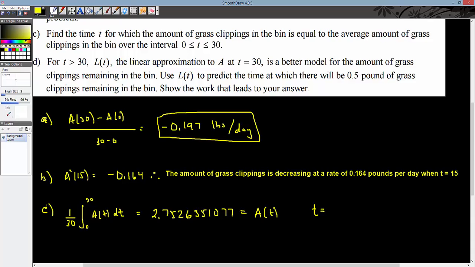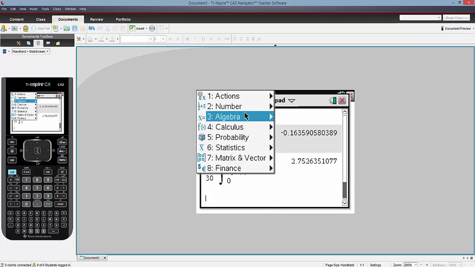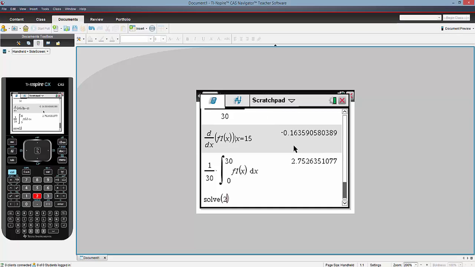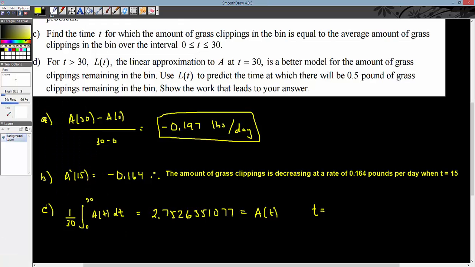So when you do that, you're going to punch it into your calculator. You're going to say calculator solve, or rather algebra solve, sorry. 2.7526351077 is equal to f1 of x, comma x, hit enter, and that is going to give you your answer. So when time is equal to 12.415, that is when the amount of grass clippings in the bin is equal to the average amount on that time period.